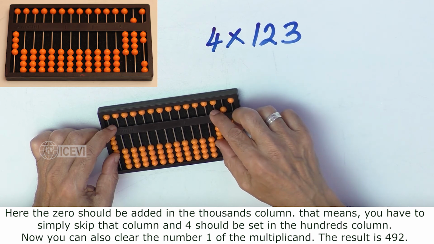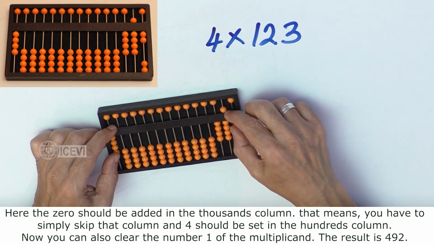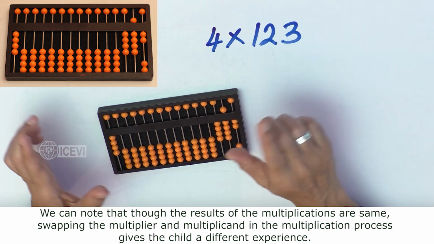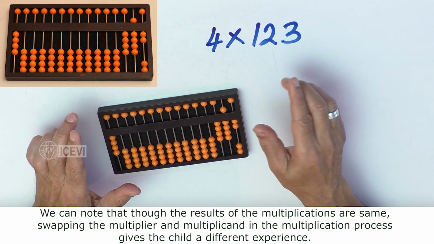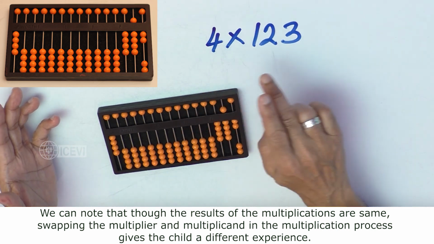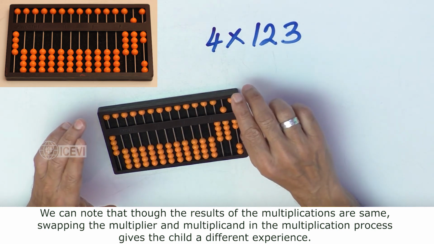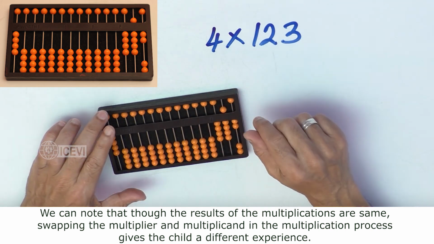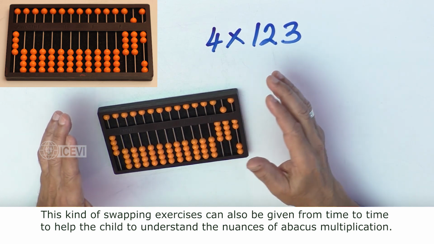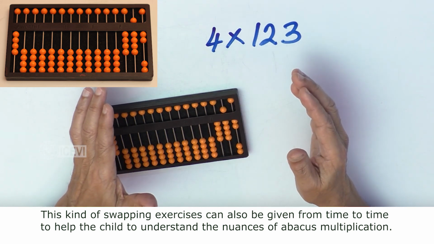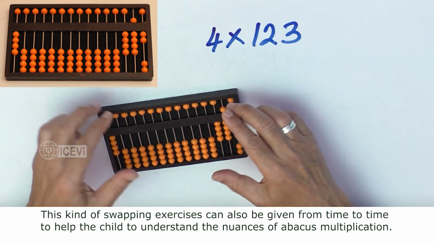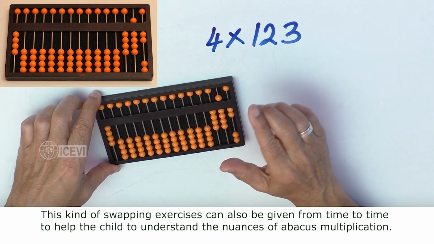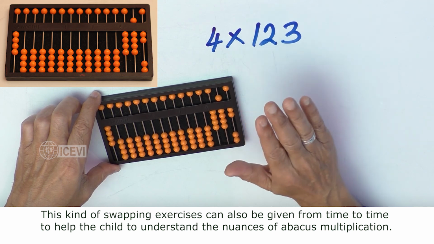The result is 492. We can note that though the results of the multiplications are same, swapping the multiplier and the multiplicand in the multiplication process gives the child a different experience. This kind of swapping exercises can also be given from time to time to help the child to understand the nuances of abacus multiplication.